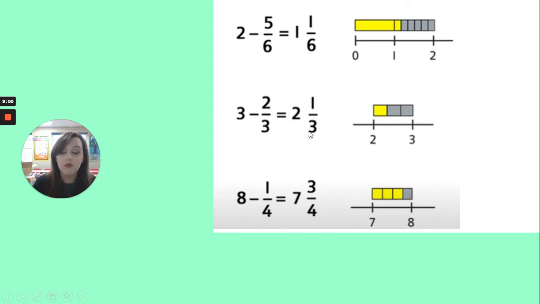If you didn't write this fraction as a mixed fraction, you might have also had the answer 7/3. They're worth the same, it's just how you've decided to write it. And for the final one, we have 7 wholes and 3/4.